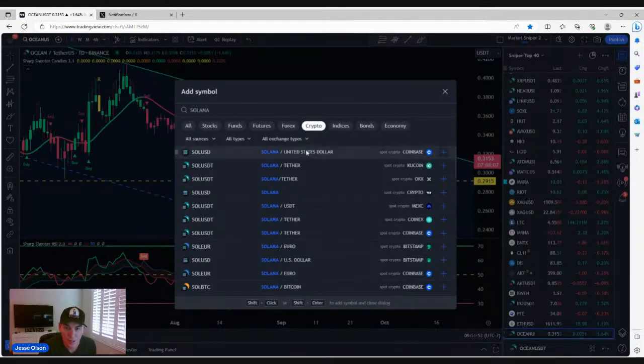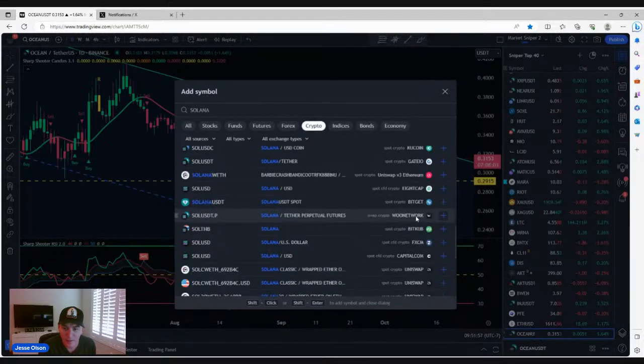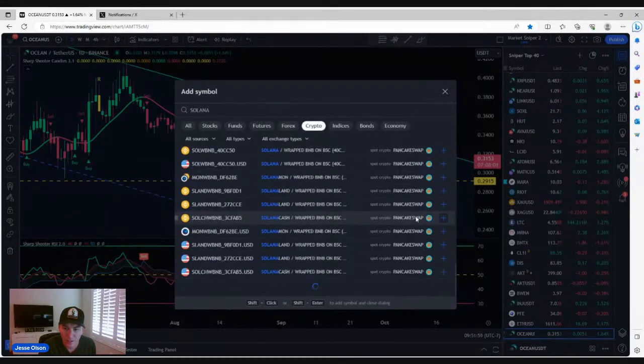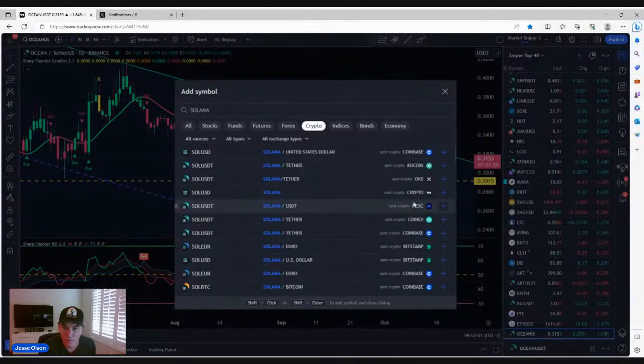So where's Binance on here? I don't see Binance on here. Probably has more history on there. But let's look at Qcoin.